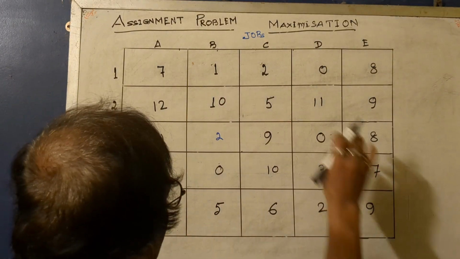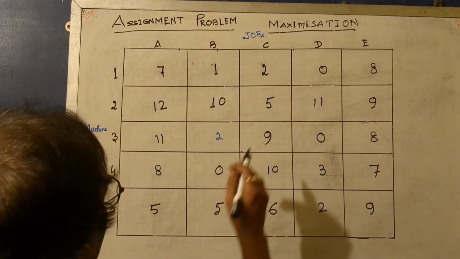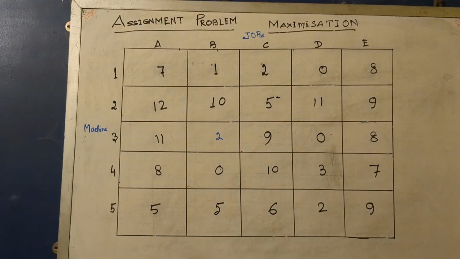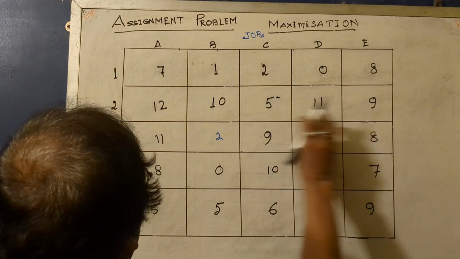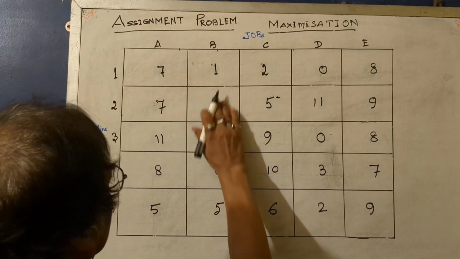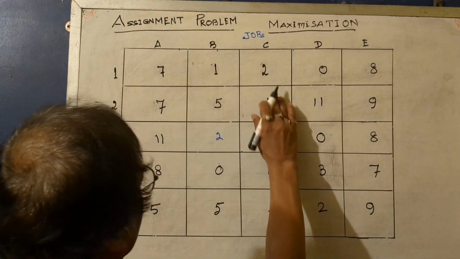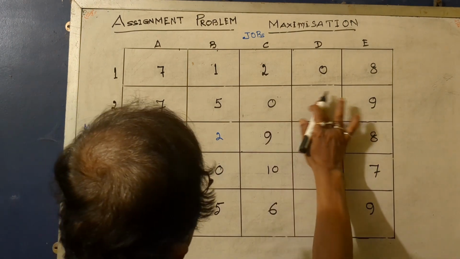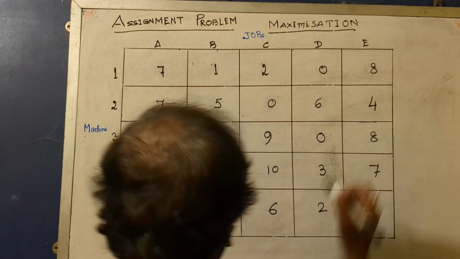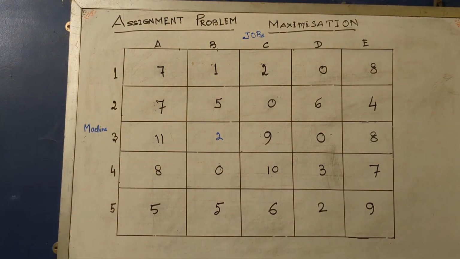Now we are taking the second row. Find out the lowest element. Which is the lowest of this row? The lowest is 5. You subtract 5 from all the elements. Then it will be 7. 12 minus 5 is 7. This is 5. This is 5. This will be 0. And this will be 6. And this will be 4 in this row. 7, 5, 0, 6, 4.